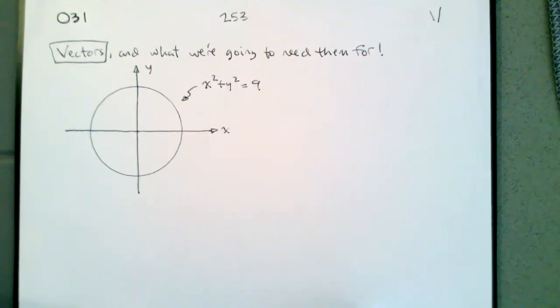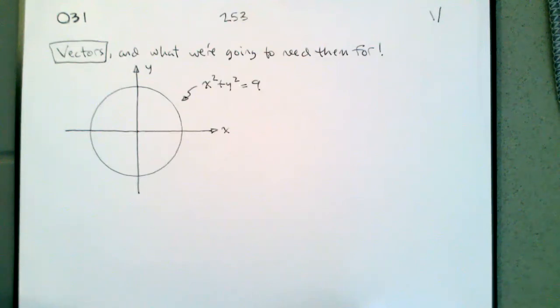Today, we want to start looking at chapter 13 with vectors and what we're going to need them for. So today is about deciding what we are going to need our vectors for. Vectors are a thing that we're going to use to describe direction. We're also going to use them to describe position as well.